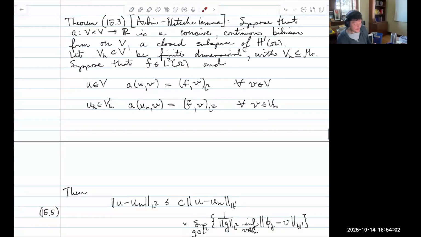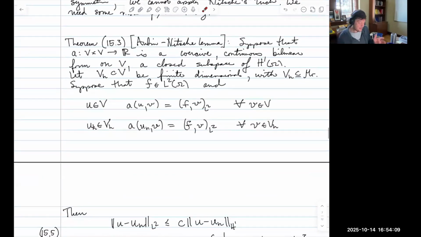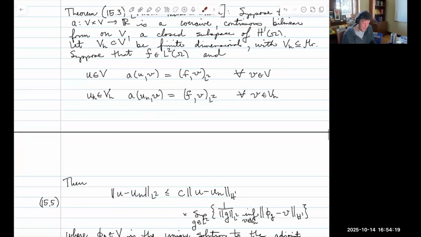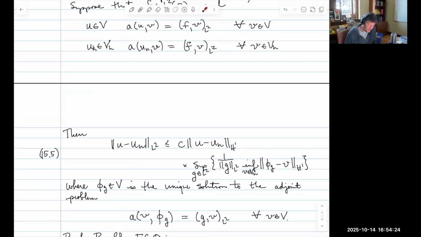Now, how do I know that these two exist and are unique? Well, I need to assume that A is what? Continuous and coercive. And since I have that, I can use the Lax-Milgram lemma to guarantee solutions of both of these problems.